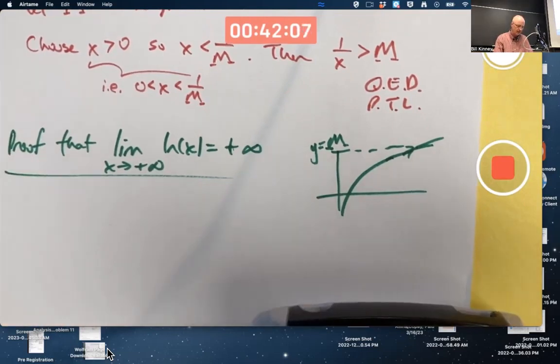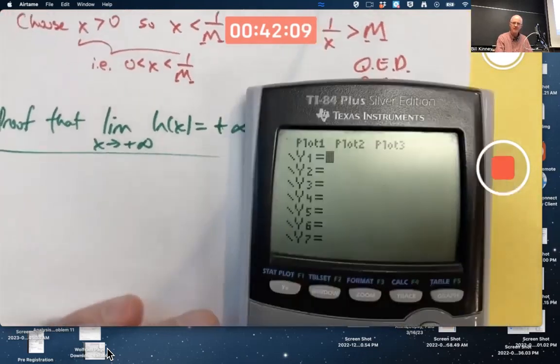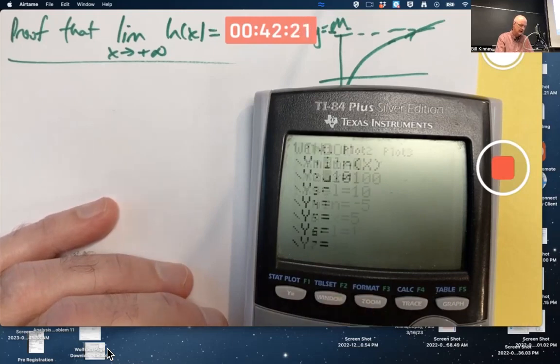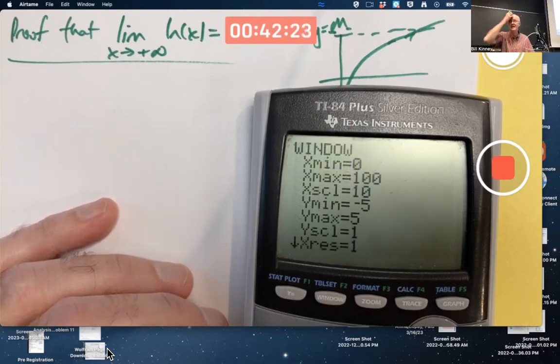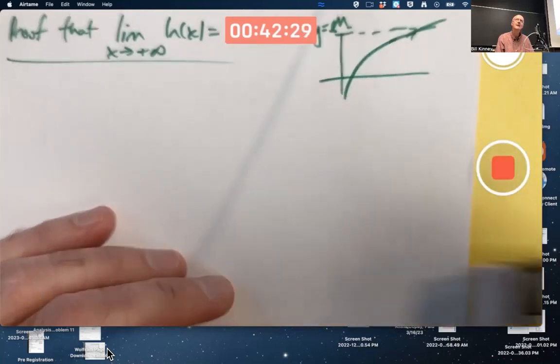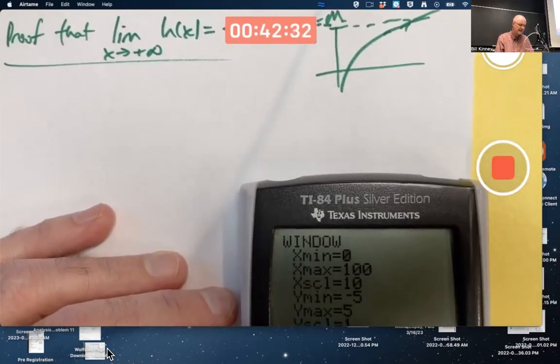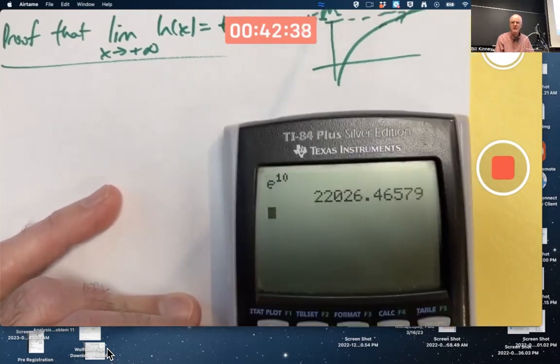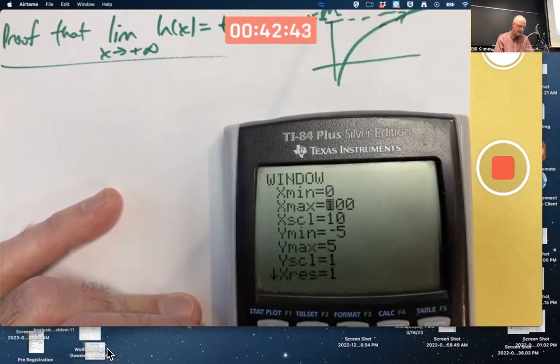Let's go to the natural log here. Here's ln of x, and I'm also going to graph y equals 10. How big does x need to be to get above y equals 10? When will natural log of x equal 10? x would have to be bigger than e to the 10th, about 22,026. So if I make my window go out to, say, 30,000 in the x direction, that should be good enough.